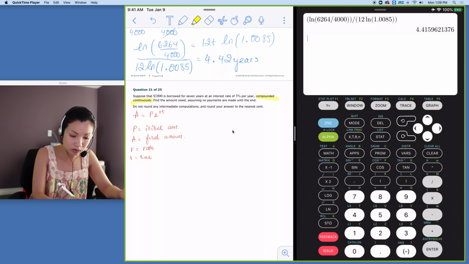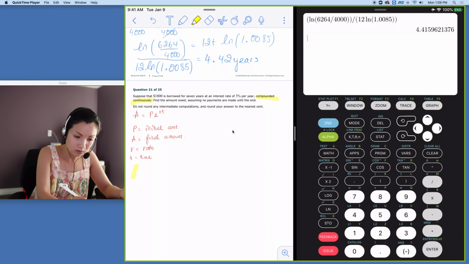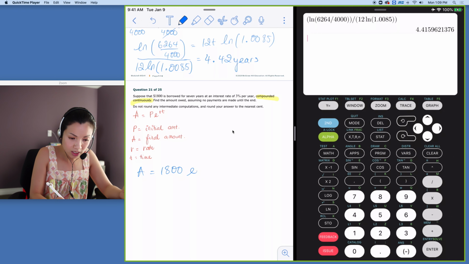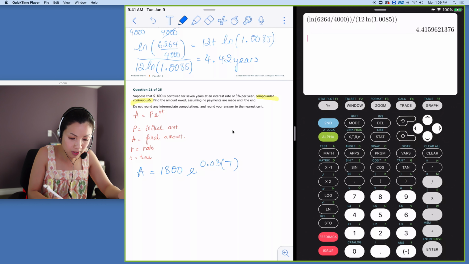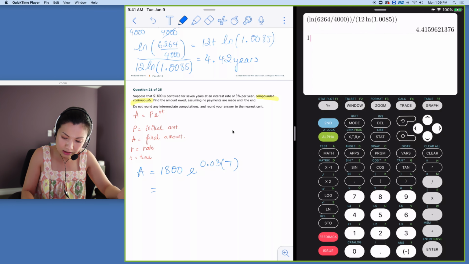So we borrow 1,800 with the rate 0.03 for 7 years. So pretty much we use a calculator for this. It's straightforward, right? So I have 1,800. We multiply by the e. So e is the second function of ln.